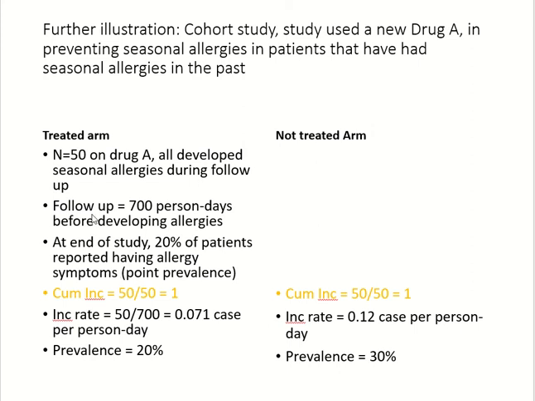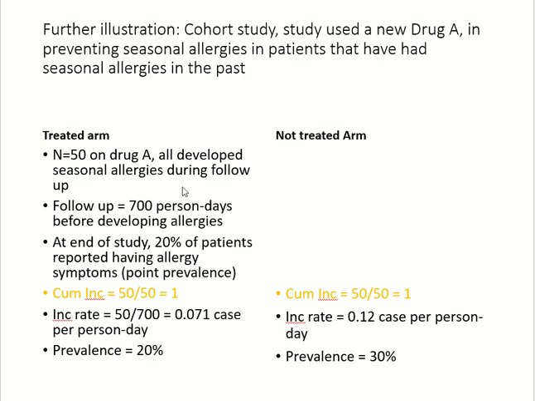So let's calculate the things we learned how to calculate. One is the cumulative incidence. How many were new cases? All of them, over those at risk, all of them. So we have a cumulative incidence of 1. As for the incidence rate, you're going to take the 50 that developed the symptoms and divide them by the person days, which is 700, so you get 0.071 cases per person day, and the point prevalence at the end was 20%.